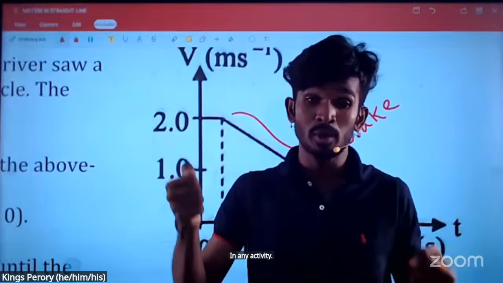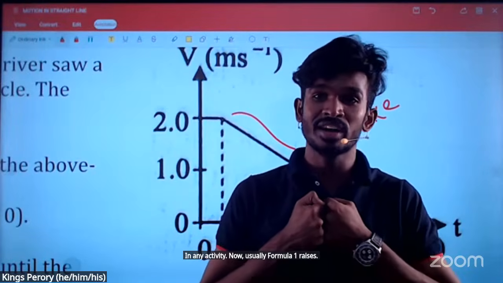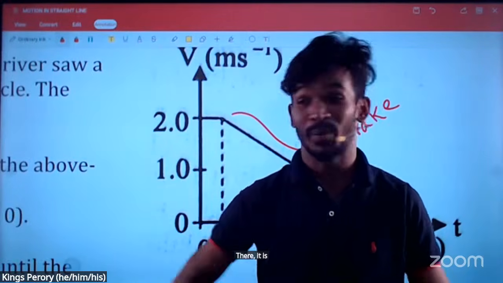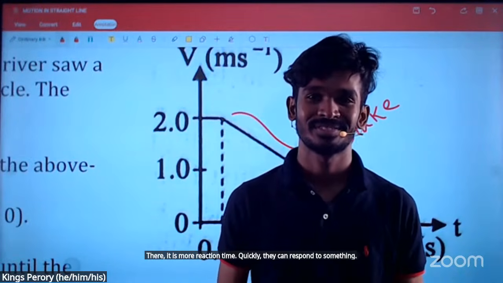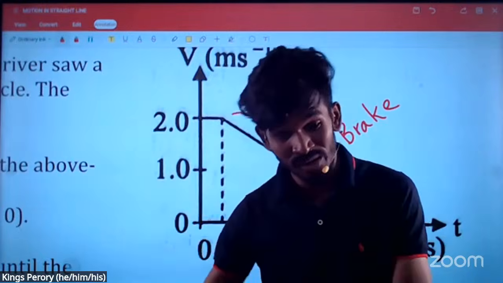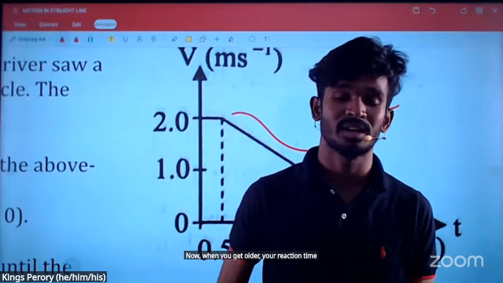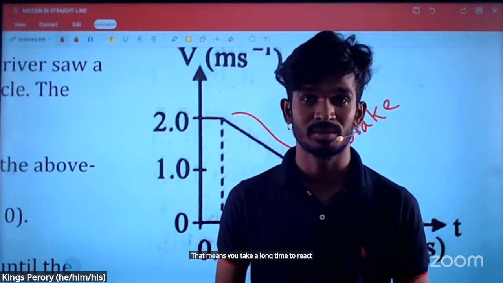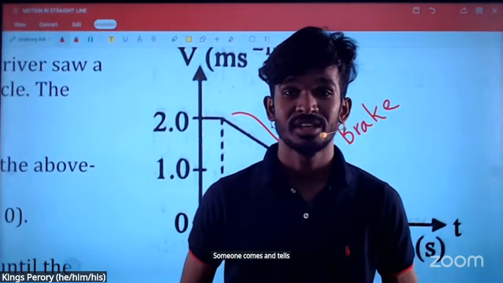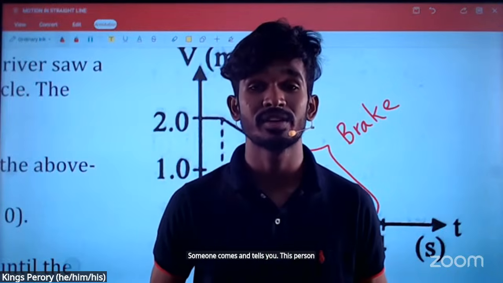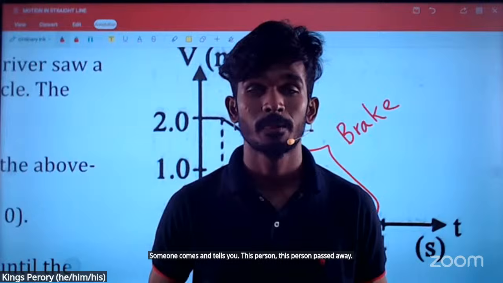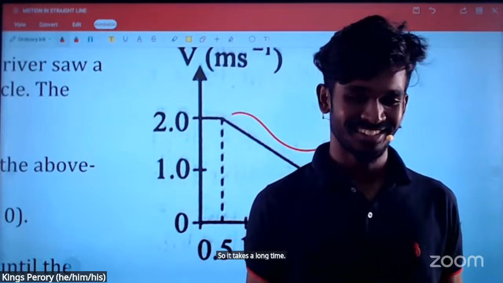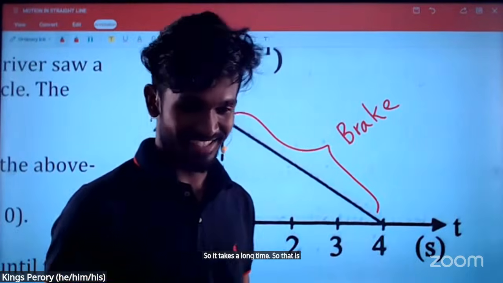Usually in Formula 1 races, their reaction time is very short. They have a very small reaction time, and they can respond to something quickly. Now, when you get older, your reaction time increases. That means you take a long time to react to something. If someone comes and tells you that this person passed away, it takes a long time to react. So that is a longer reaction time.